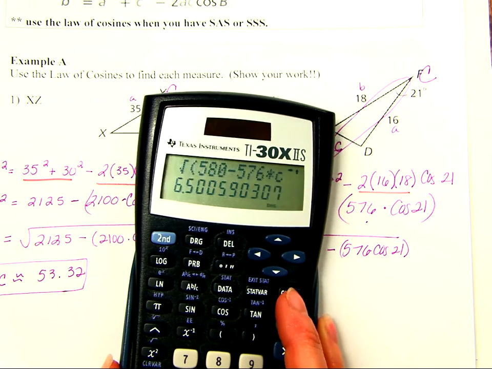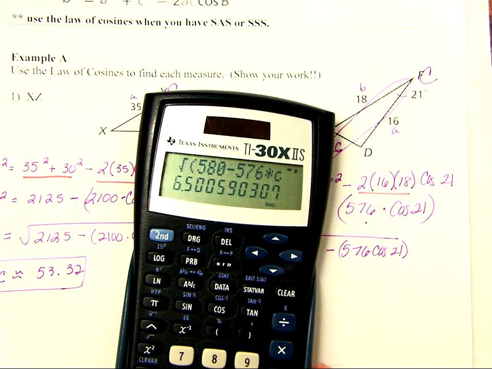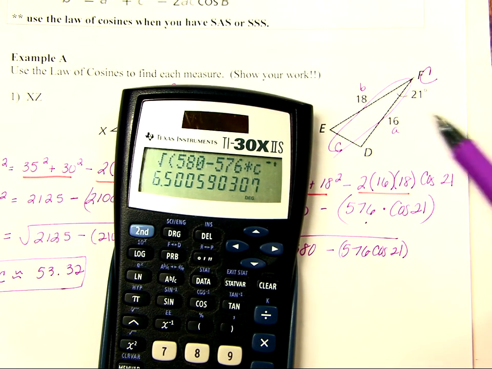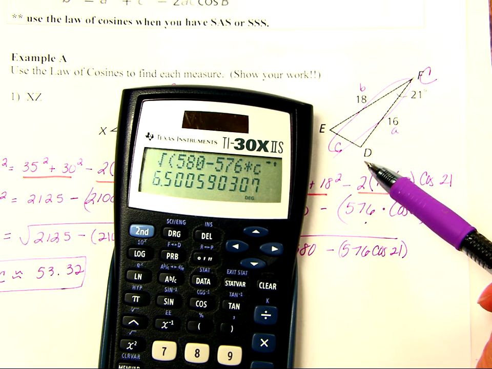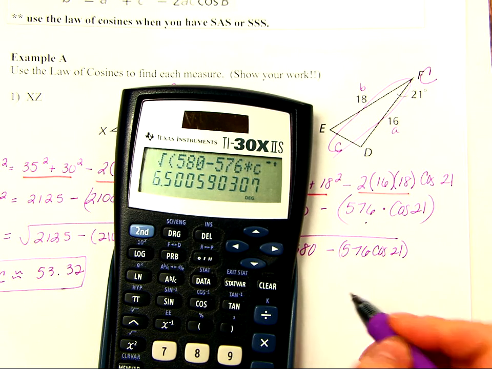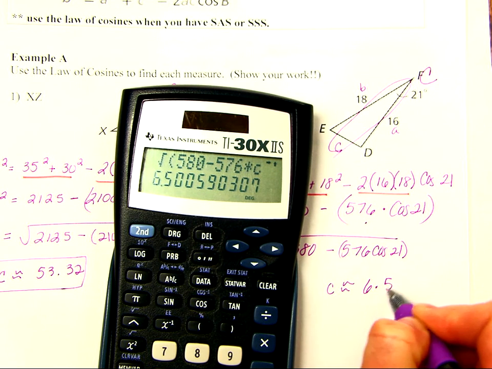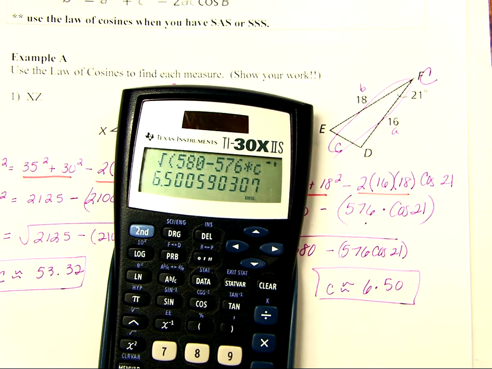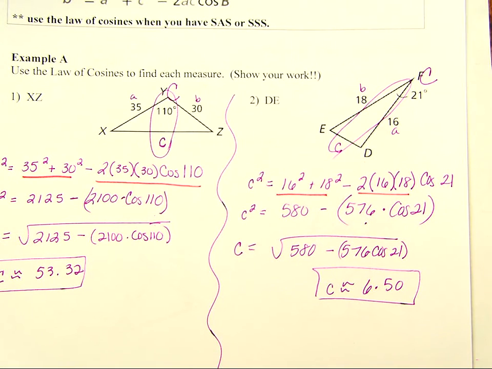And we should always just kind of ask ourselves if our answer makes sense. Does it make sense that my answer could be 6.50? Well, when I look at my triangle up here, and I have legs of 16 and 18, but this third leg we're finding would be significantly smaller, yeah, I would say that it would make sense that that side is 6.50 units. Okay, so that's what we are going to do for calculating to find our side length.